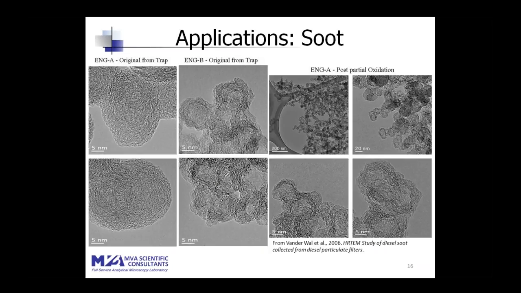And then the final application that I'm going to talk about, in the final content slide, is with some soot. In this instance, they're dealing with some soot collected off of a diesel particulate filter from engines running at two different types of load. Engine A, ENG-A on the left, was run at 1500 RPM, a lower load condition, and collected onto a diesel filter and then analyzed via HRTEM. On the right is engine B, and it was run at higher load conditions and then collected onto a filter and analyzed via HRTEM.